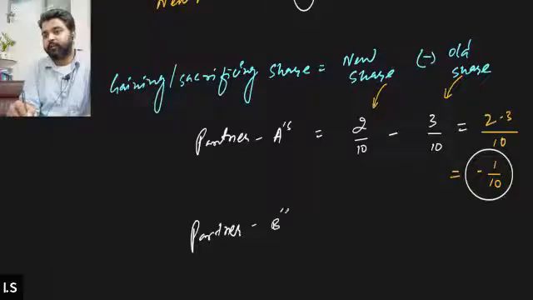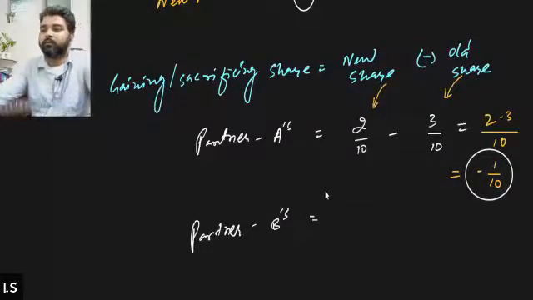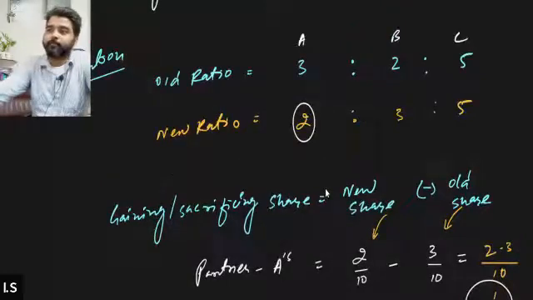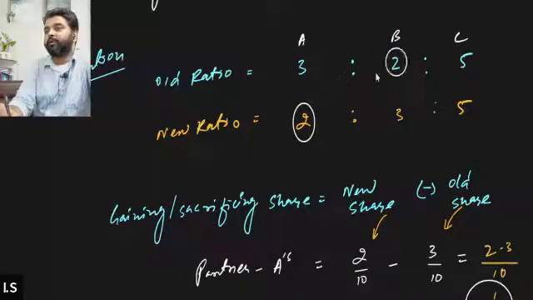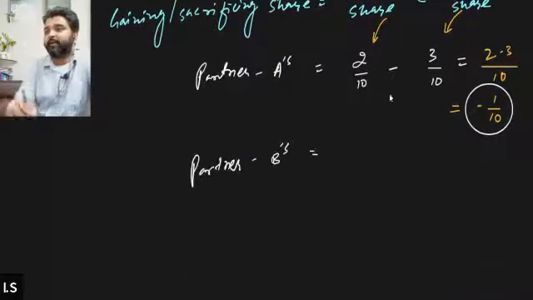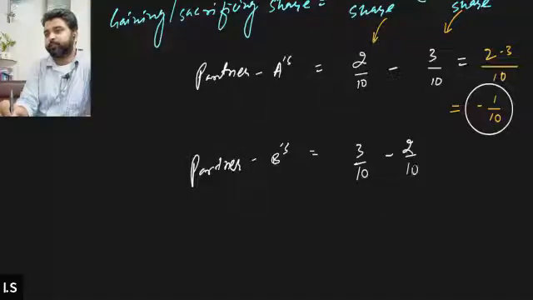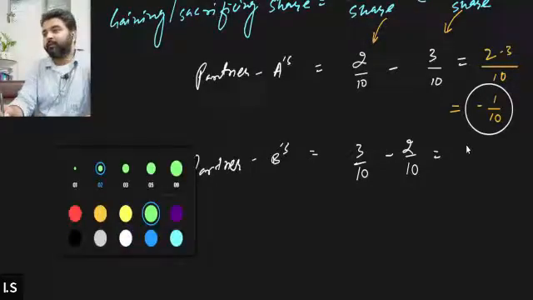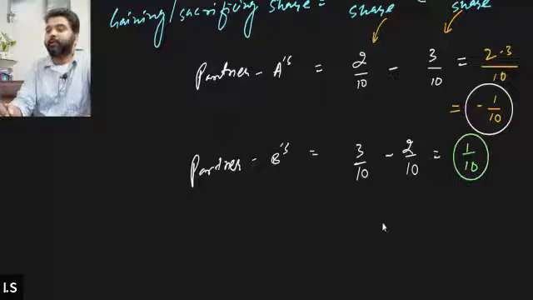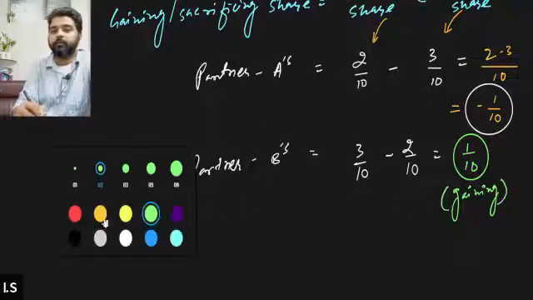All right, now let's talk about partner B's gain or sacrifice. So tell me, what was partner B's old share? Partner B's old share was 2/10, and now he's getting 3/10. So whether he is gaining or sacrificing, he's clearly gaining. He is gaining 1/10, so he will be getting a positive balance. This is his gain. So he's gaining, and Mr. A was sacrificing.